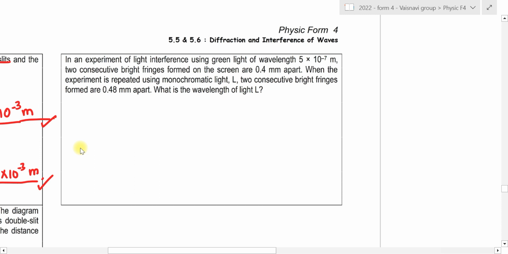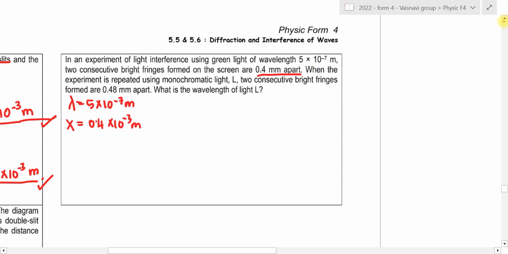Let's go to the next one. In an experiment of light interference using green light of wavelength 5 times 10 to the power of negative 7 meter. Okay, the wavelength is already given. Two consecutive bright fringes are formed on the screen that are 0.4 millimeter apart. Two consecutive bright fringe, okay, that means your X is 0.4 times 10 to the power of negative 3 meter.